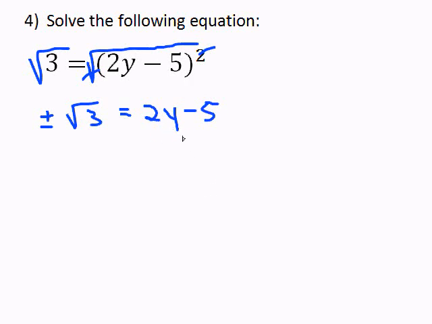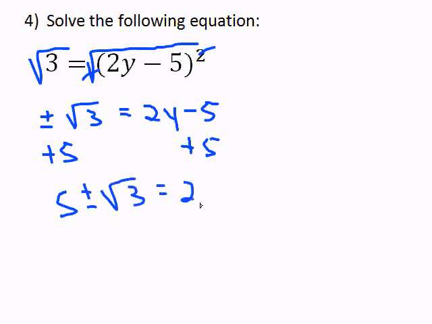Now I still need to get y by itself, so we're going to add 5 to both sides. Notice I cannot combine 5 and the square root of 3. They're not like terms. One is a 5, one is a square root. So I have to write it as 5 plus or minus the square root of 3 is equal to 2y.